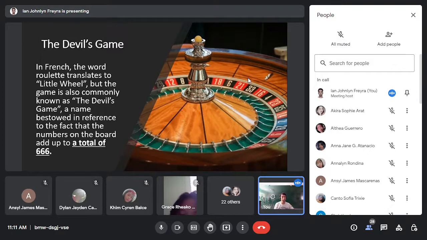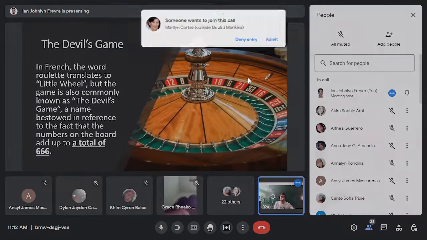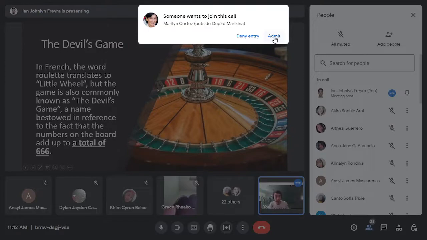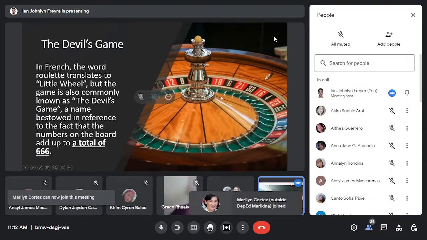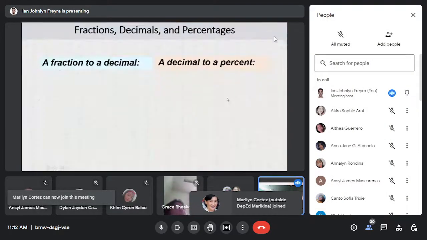So, in French, the word roulette translates to little wheel. But the game is also commonly known as the devil's game, a name bestowed in reference to the fact that when you add all the numbers, lahat ng number na yun, pag inadd natin, the total is 666. We will talk about that later, whether this game is really a devil's game, a bad game that we should avoid, or it's just a game that we can play, just like any other game.